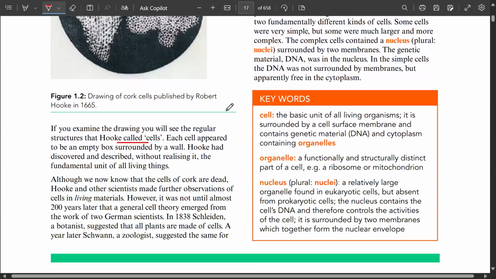Each cell appeared to be an empty box surrounded by a wall, and Hooke had observed and described, without realizing it, that the fundamental unit of all living things is actually the cell. He didn't know that he had discovered such an amazing thing that would turn out to be the building block of all living things. Although we now know that the cells of cork are dead, Hooke and other scientists made further observations of cells in living materials. However, it was not until almost 200 years later that a general cell theory emerged.